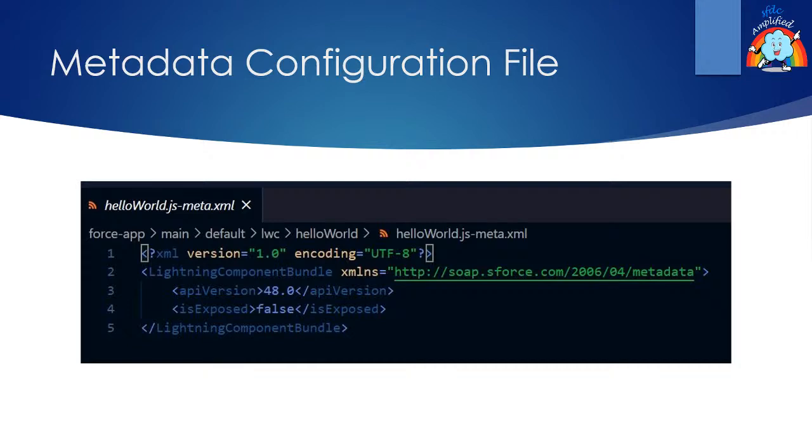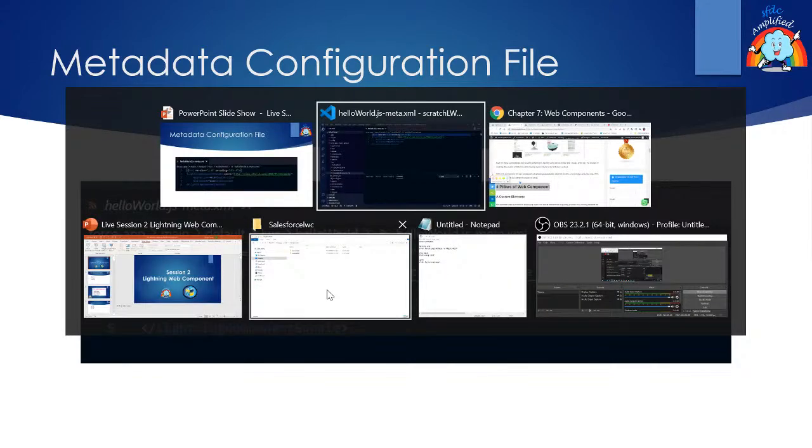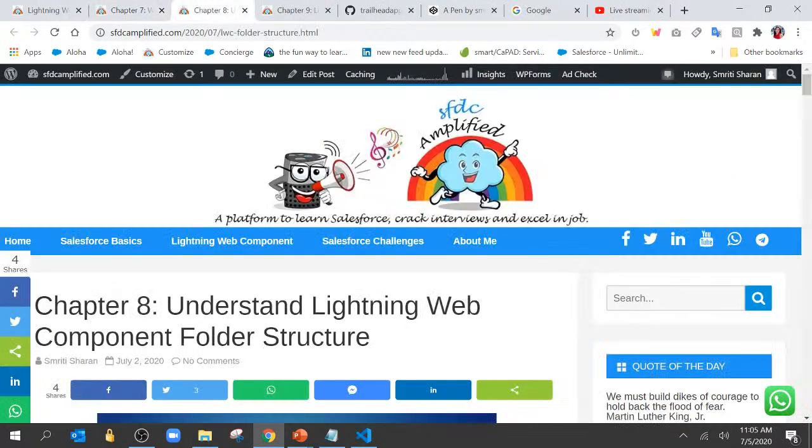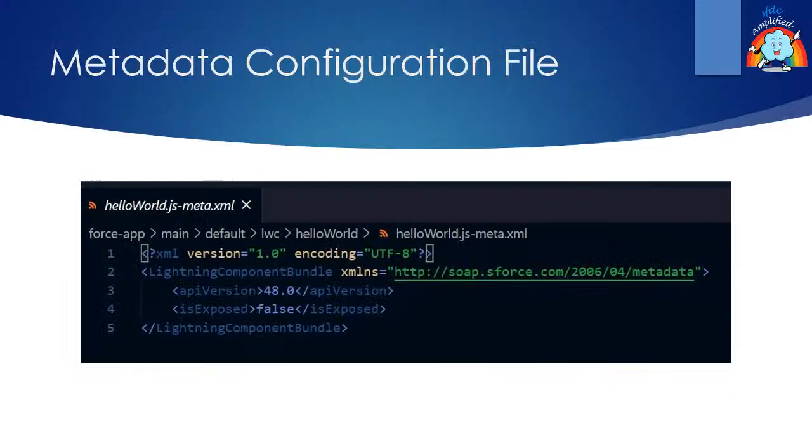So isExposed is written as false, so we have to mark it as true if we want to see it in the app builder, and then it gives the API version. So these are the basics of creating a file, and then you can go ahead and read the basics in chapter 8, understanding the Lightning Web Component folder structure. So these are the mandatory files.